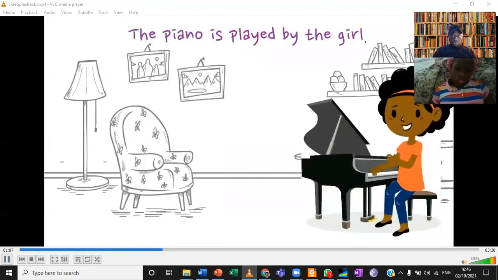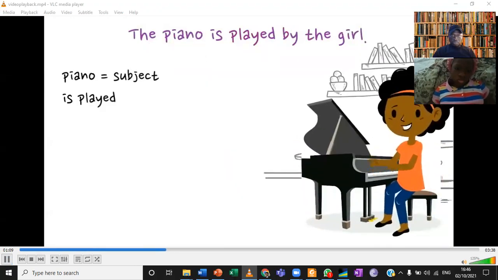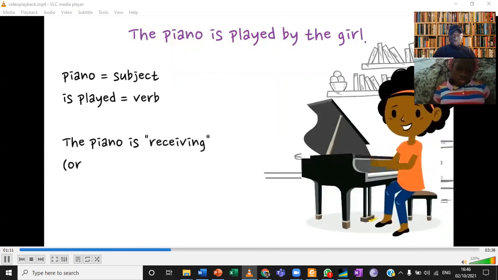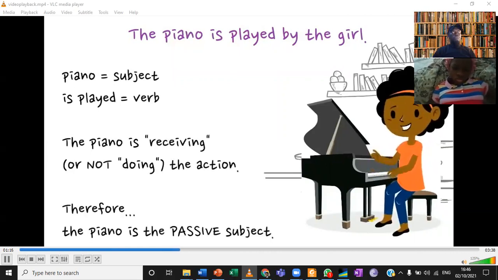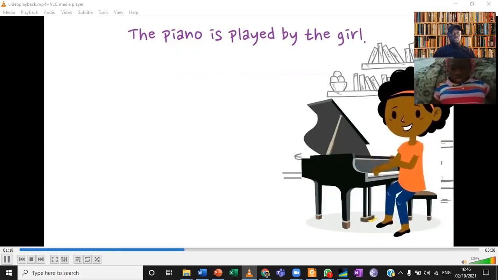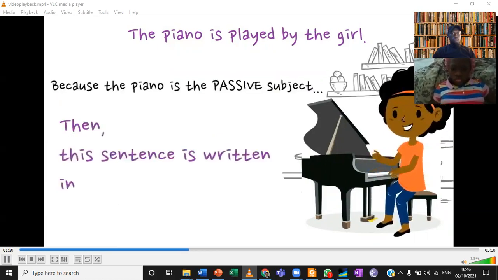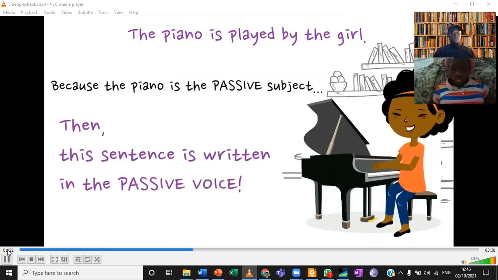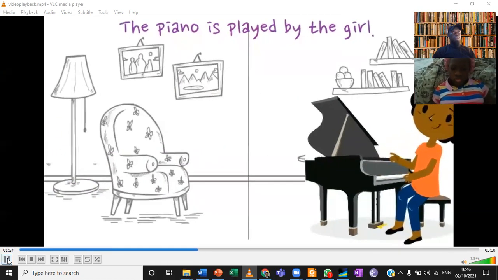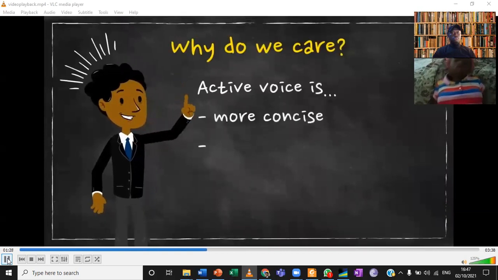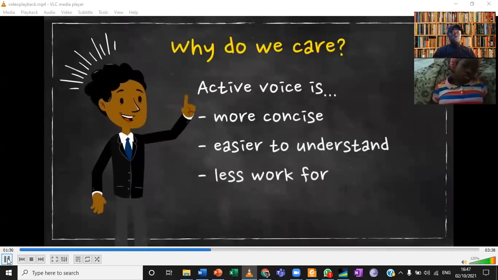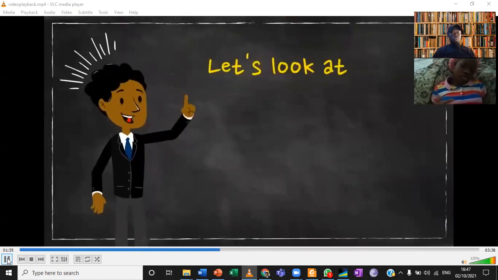The piano is played by the girl. Piano equals subject, is played equals verb. The piano is receiving, not doing, the action, therefore the piano is the passive subject. Because the piano is the passive subject, this sentence is written in the passive voice. Why do we care? Active voice is more concise, easier to understand, and less work for your reader. Let's look at some examples.